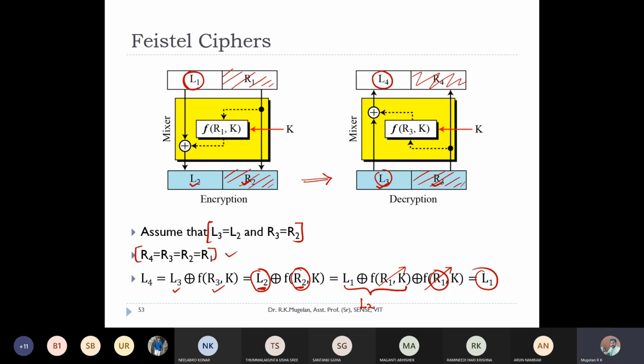Is it clear, guys? If it is clear, raise your hand. If you have any doubts in this part, you can ask. Very simple to understand, right?